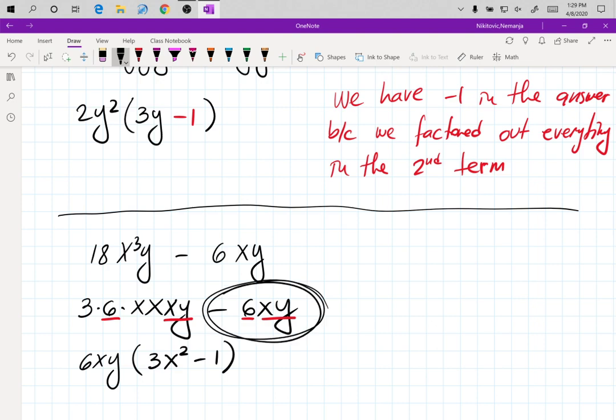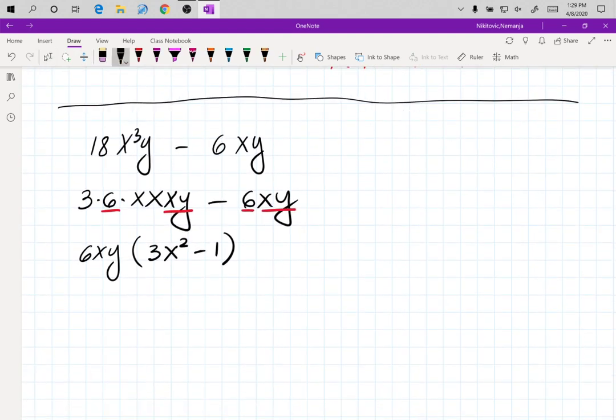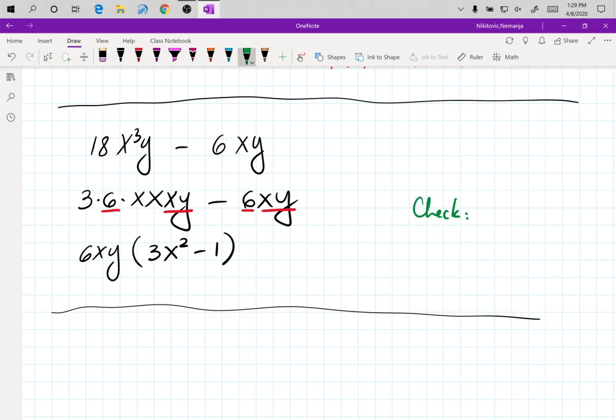Remember, when you factor out everything, you are left with 1 over there. If the problem was plus, then it will be plus 1. Check. 6xy, 3x squared minus 1. It distributes. I get 18x cubed y minus 6xy because I have negative 1 to multiply it back to.